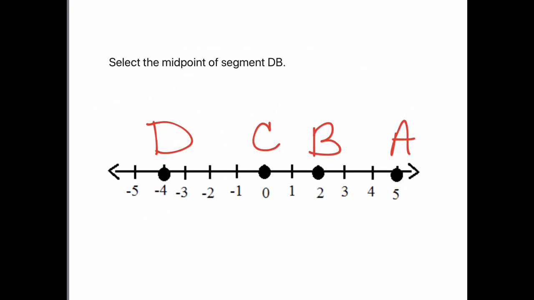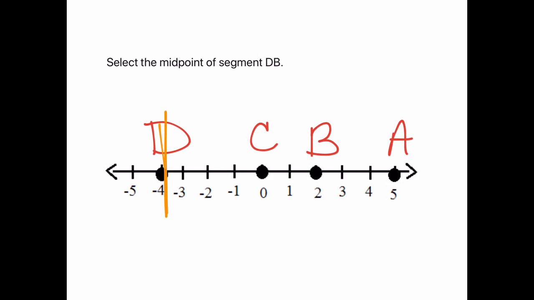And here's our last question. Select the midpoint of segment DB. So here's D and here's B. And we need the midpoint of this segment. So you can actually move in, let's see here, 1, 2, 3 spots this way. And 1, 2, 3 spots this way. So this is the midpoint. The midpoint is at -1.